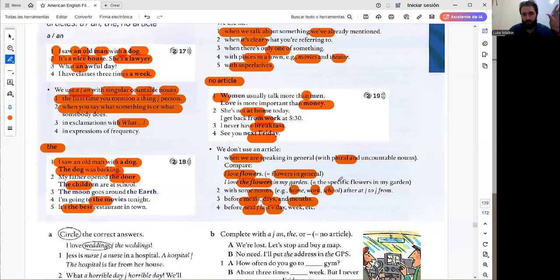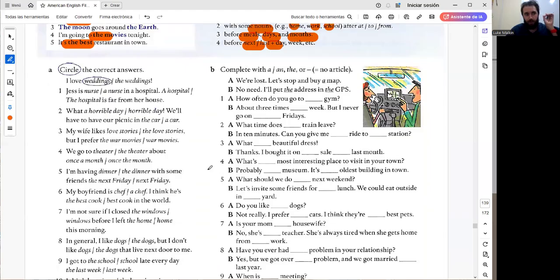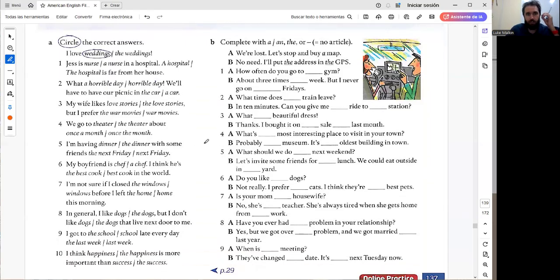Nothing more than that. Okay, let's practice. We have part A and part B here. In part A, we circle the correct answers. For example, I love weddings. Generally, no article. Not I love the weddings. That does not mean anything in English. Pause and complete 10 questions.